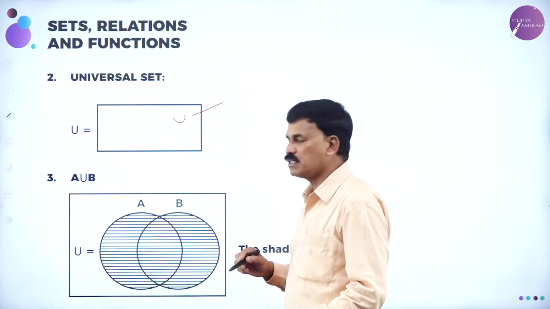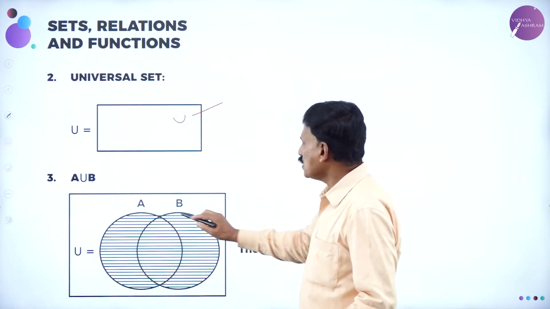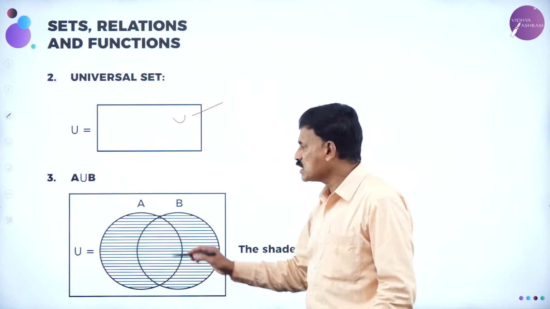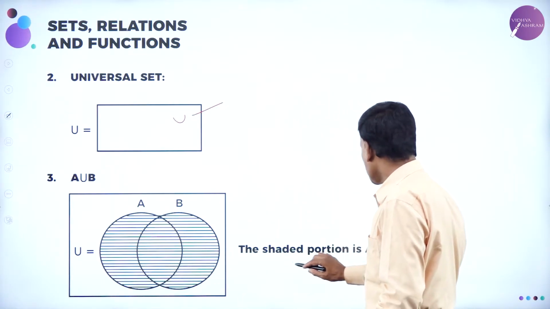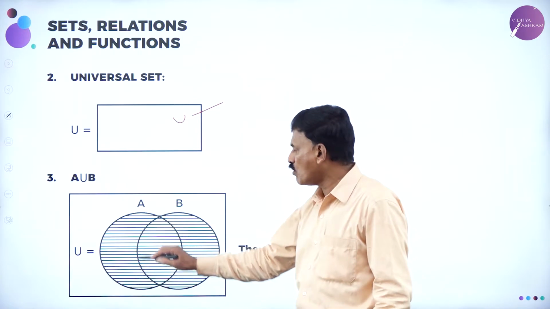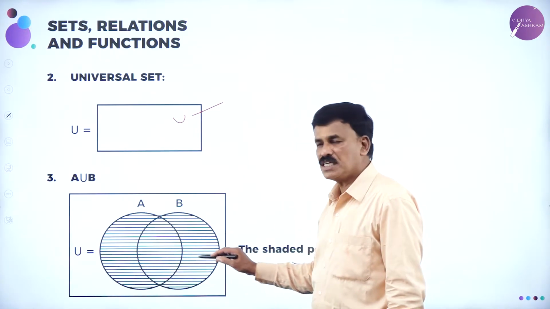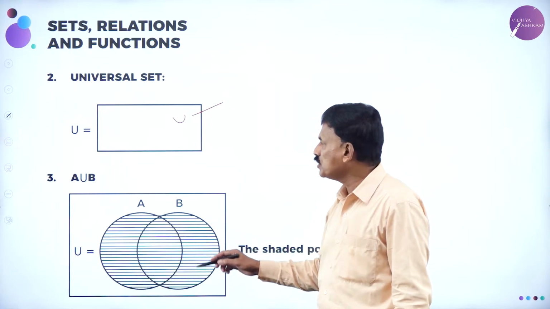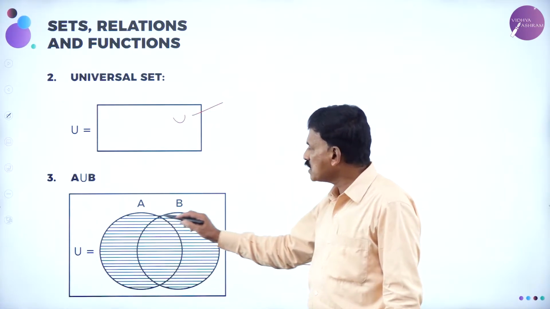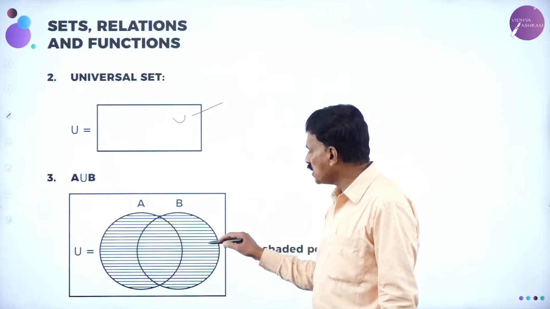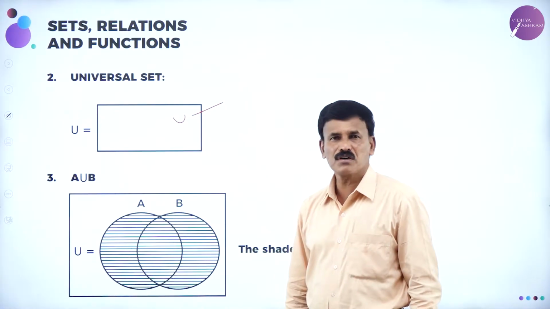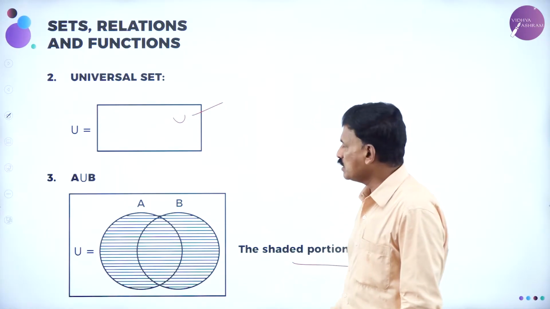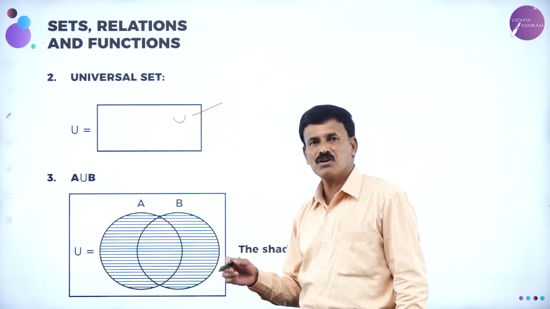Now, A union B. Suppose A and B are any two sets in U, then the shaded portion is A union B. All the elements which are in A and B, all the elements including A and B come under the union. So, union of the sets is represented like this. The shaded region will give the union of two sets, A union B. The elements which are in A or in B.